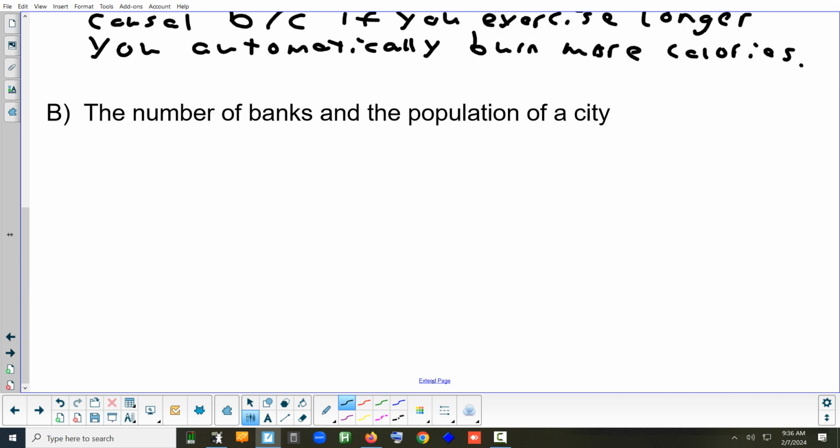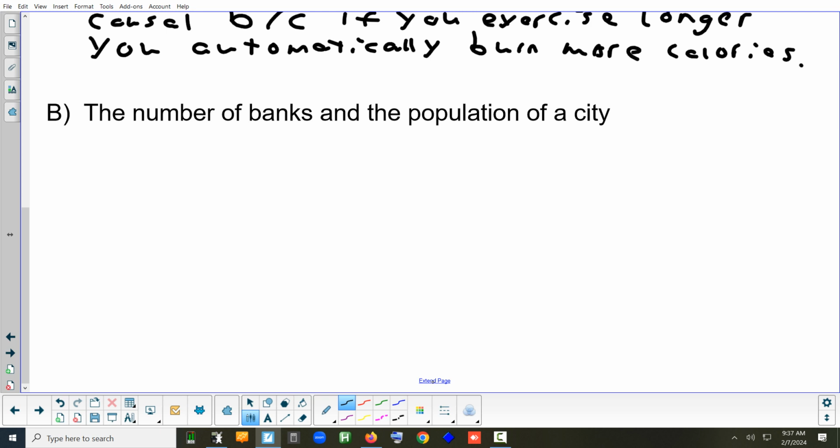All right, how about this one? The number of banks and the population of a city, or the size of the city. Do you think there could be some kind of connection between how big a city is and how many banks are in the city? No? Okay, how come? Because you could have 1,000,000 banks in the city and have one person, but you could have 1,000,000 people in one bank. So it's not automatic.